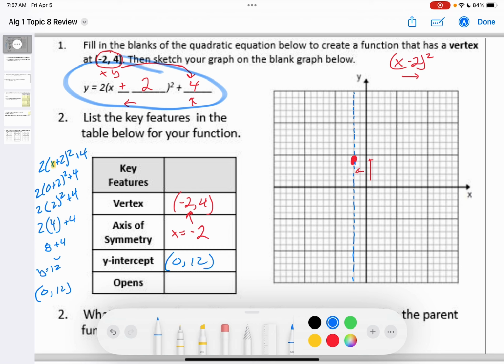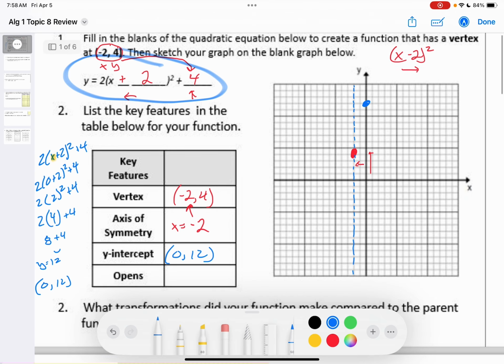And I can plot that thing right here. And because of my axis of symmetry, I can plot another one over there. And because this a value is 2, which is positive, I can say this opens up. Not ups, but up. We can also tell it opens up because we plotted our y-intercept.